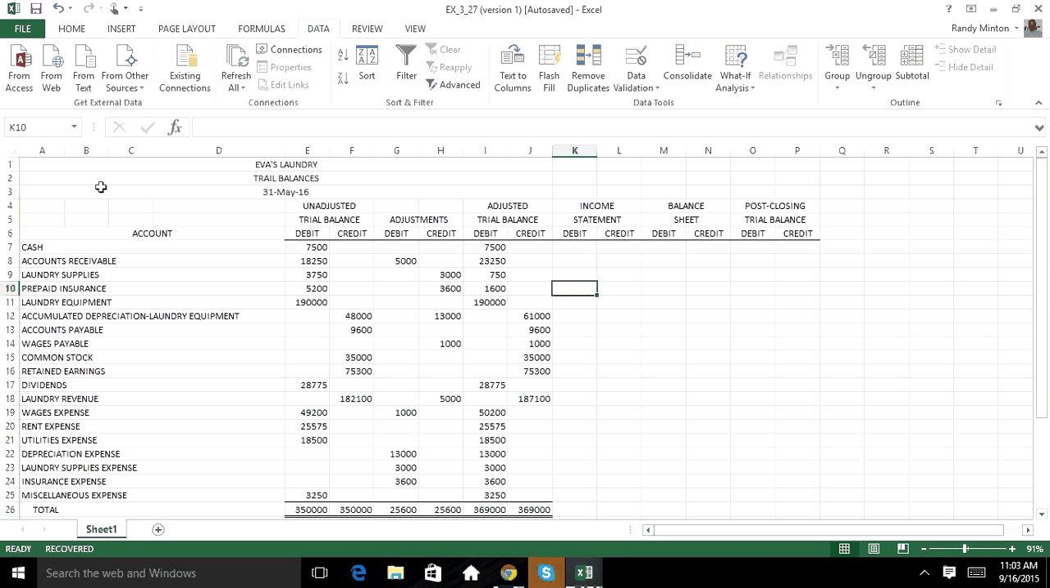When we look at the unadjusted trial balance, basically what this problem is telling us is to take a look at the unadjusted trial balance and the adjusted trial balance, and for any differences that exist, we need to make adjustments.